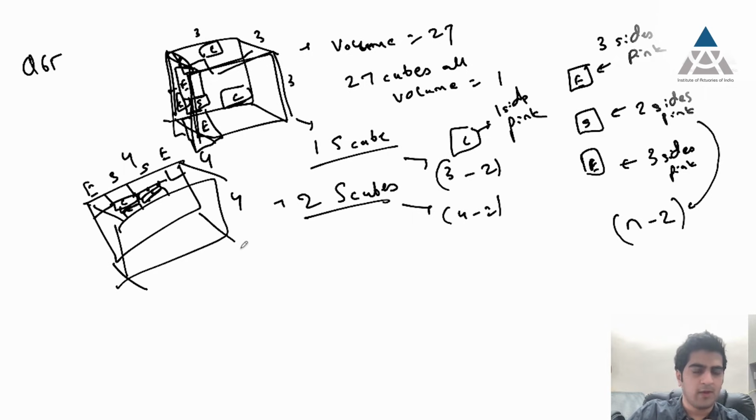In fact, when you go to a 5 by 5, you will see there will be around 9 center cubes. So how do we get these numbers? So this number of center cubes, I can just tell you here.